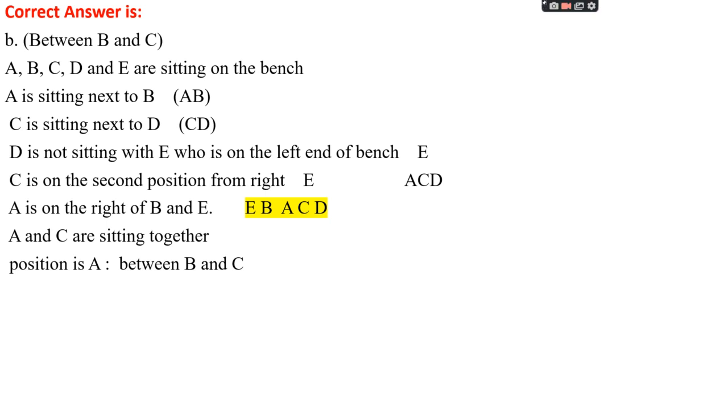And A is on the right of B and E. Our next condition is A is right of B and E, so on the left side of A there must be E and B. And A and C are sitting together, so on the right-hand side of C must be A. The left-hand side of A must be B. So the position of A, we see, is between B and C.